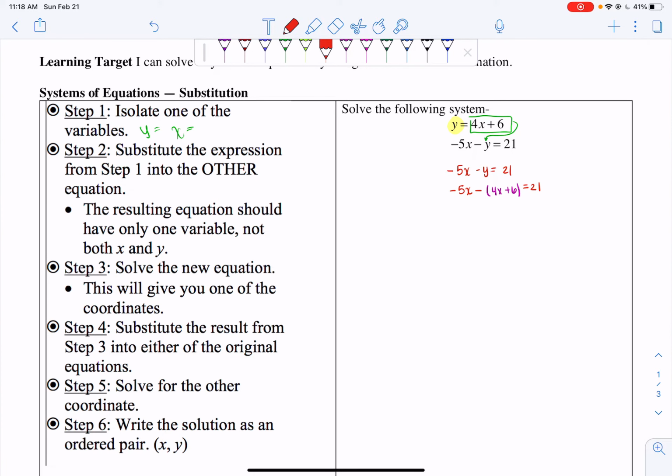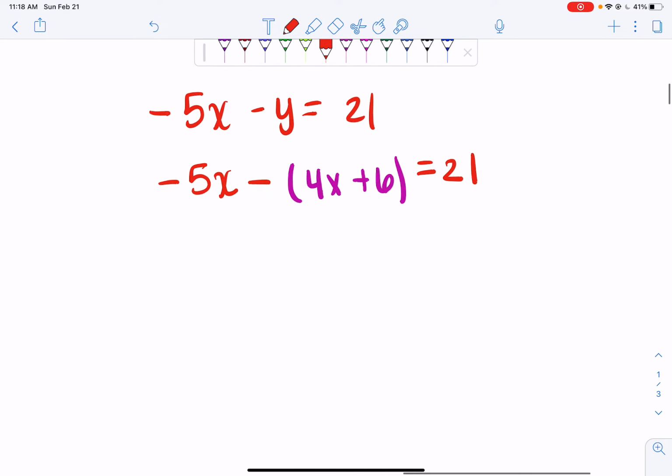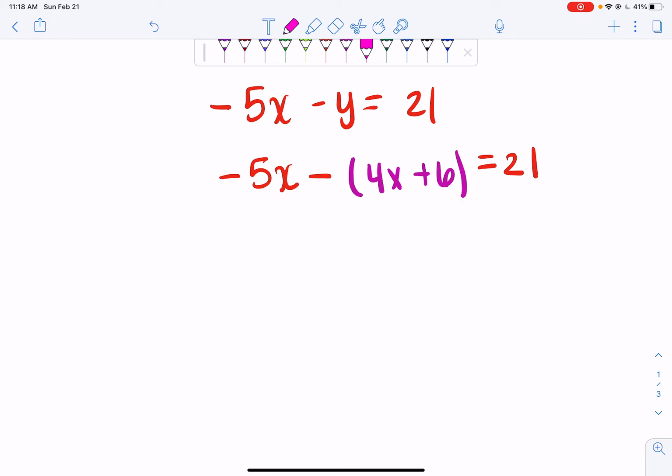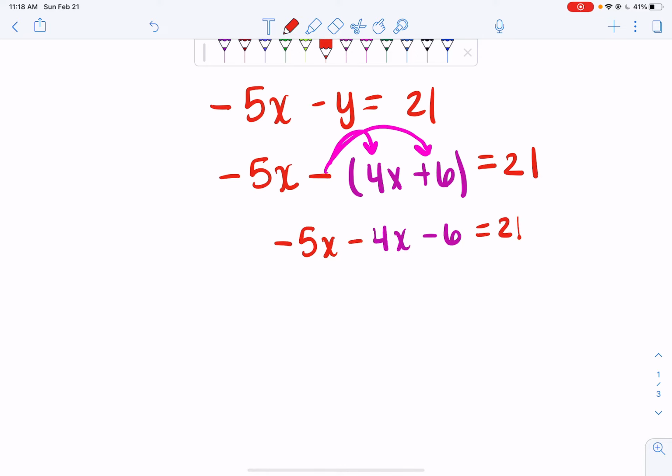So now step 3 says solve that new equation. This will give you one of your coordinates. If we look, this will give us our x coordinate because everything's in terms of x. So I'm going to distribute that negative to each term on the inside of my parentheses. So I'm now left with a negative 5x. My positive 4x becomes a negative 4x. And my positive 6 becomes a negative 6. And that's all equal to 21.